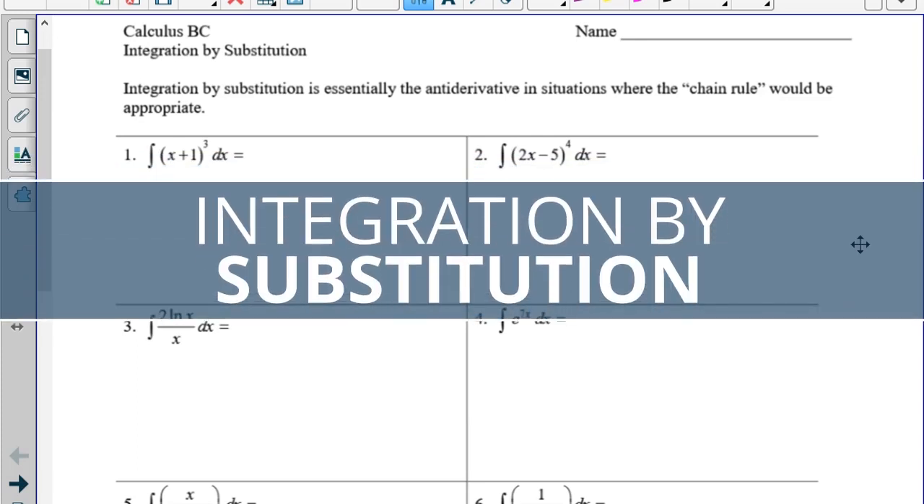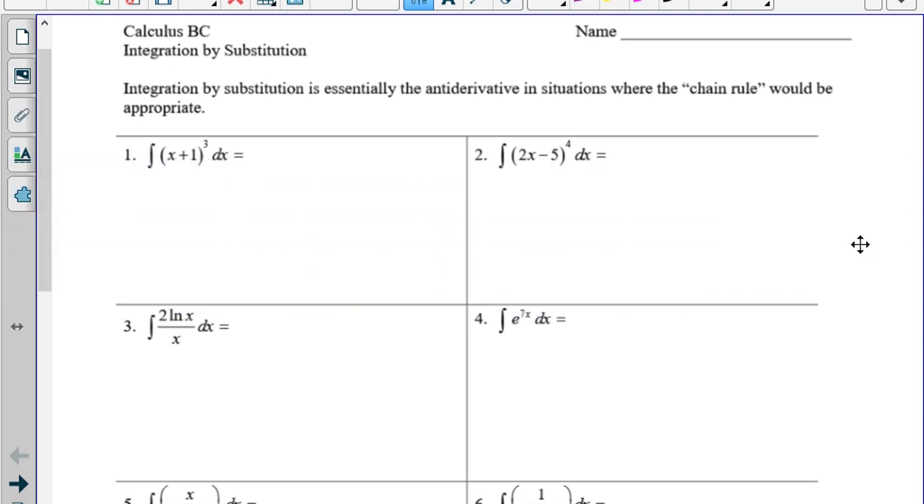The following video is for section 6.2, integration by substitution. On day one, we're going to look at integration by substitution in some of its more basic forms.